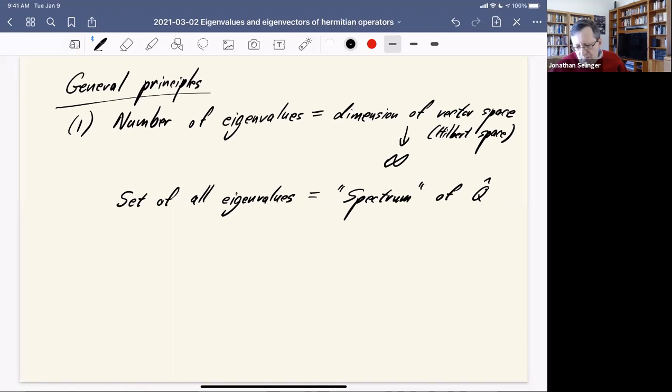And so this is like the set of energy eigenvalues that we found for the particle in a box or for the harmonic oscillator. Like there's a set of energies which are the special energies associated with that problem. And so not all energies in the world are in that set. Right, it's a limited set, but it's infinite. There's an infinite number of things in that set. Okay, what else? There's another general principle that the eigenvalues are real.